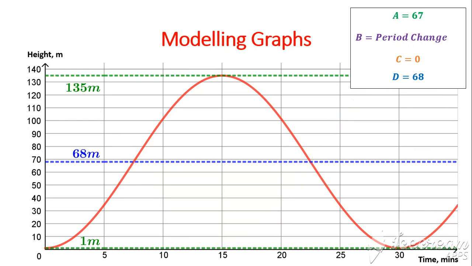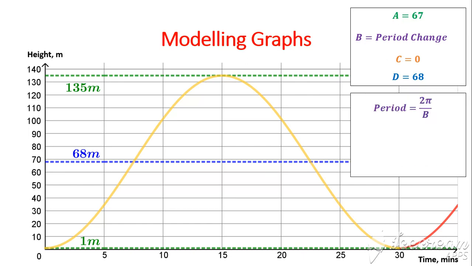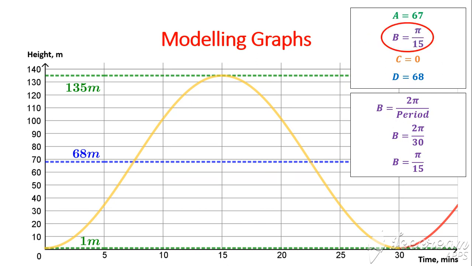Now, we need to work out the value of B. To do that, we need to work out the period of the graph, which we were told is a 30-minute ride. So period is 30 minutes. It takes 30 minutes to complete one cycle. So we're going to use this formula. Period is equal to 2 pi divided by B. We're going to flip period and B over. So B is equal to 2 pi divided by the period. So it's 2 pi divided by 30 because the period is 30 minutes. And 2 pi over 30 simplifies down to pi over 15. So we've got the value of B to be pi over 15.